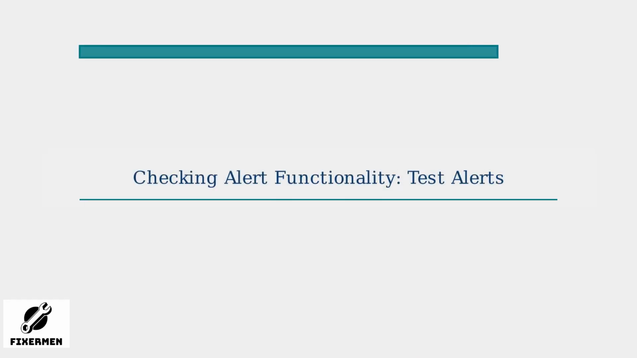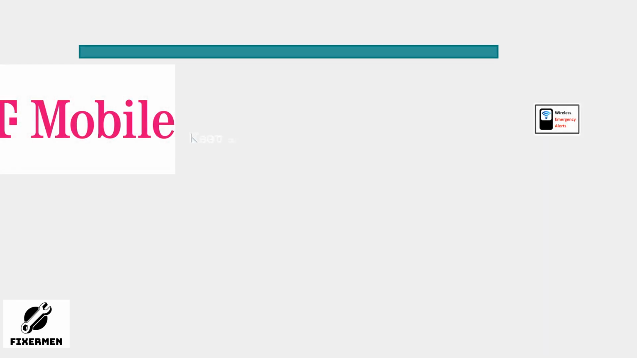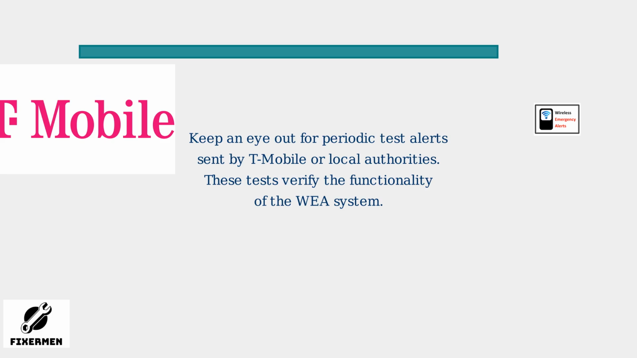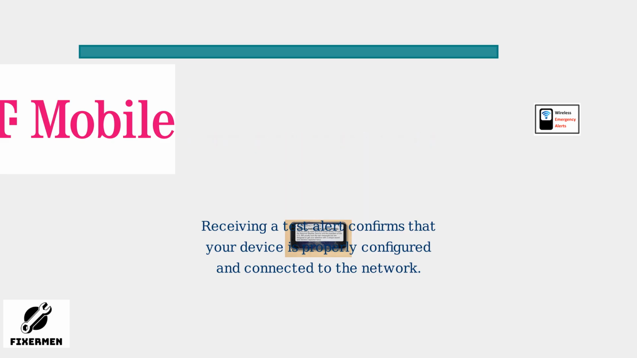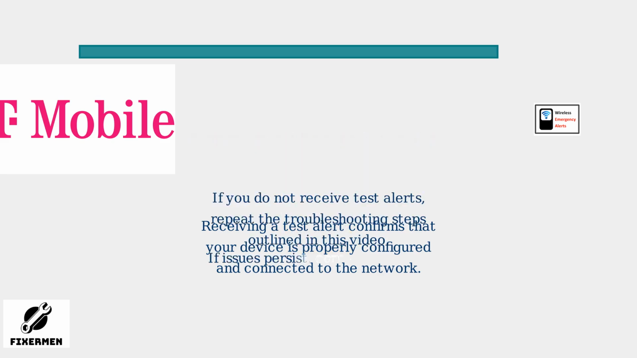Keep an eye out for periodic test alerts sent by T-Mobile or local authorities. These tests are designed to verify the functionality of the WEA system. Receiving a test alert confirms that your device is properly configured and connected to the network. If you do not receive test alerts, repeat the troubleshooting steps outlined in this video. If issues persist, contact T-Mobile customer support for further assistance.